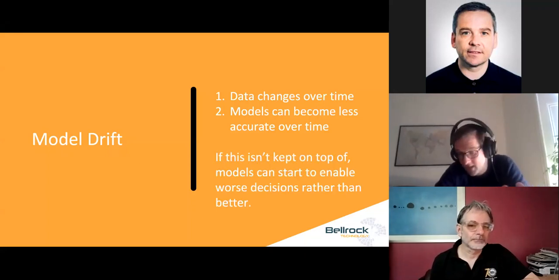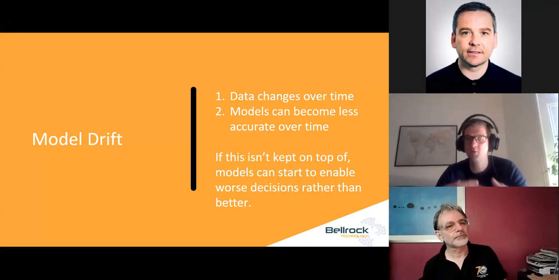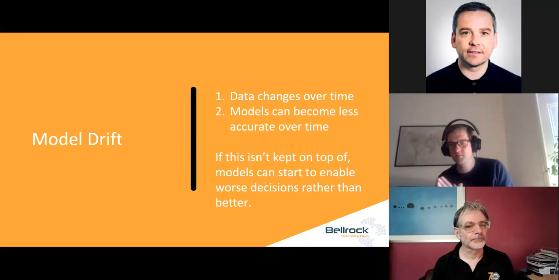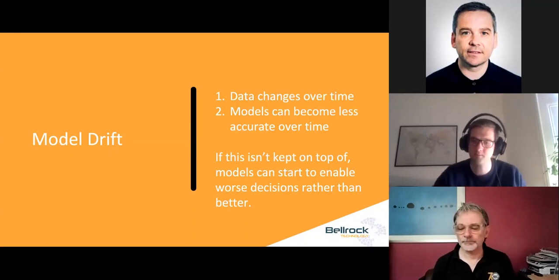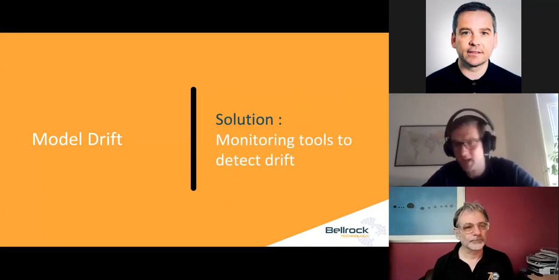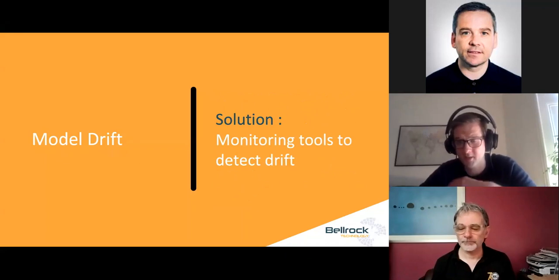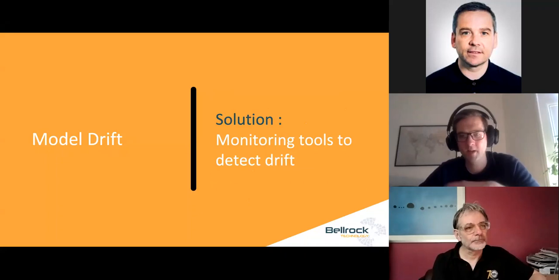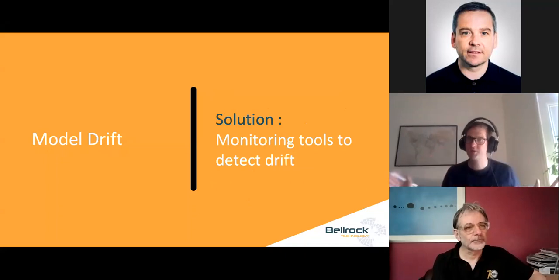Because again, the goal of data science is to solve problems. And if you're starting to produce bad results to people, then all of a sudden you can actually be creating worse decisions rather than better. So this is key. And there's a whole raft of tools that can do this. There are some really fantastic tools for using statistical analysis of inputs and outputs to try and detect as they're changing over time.